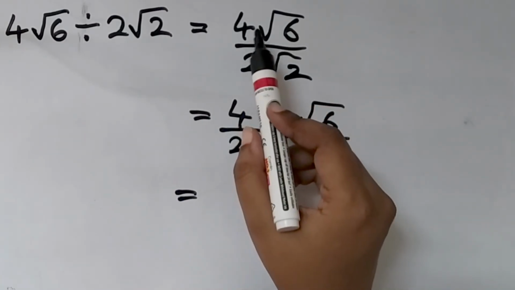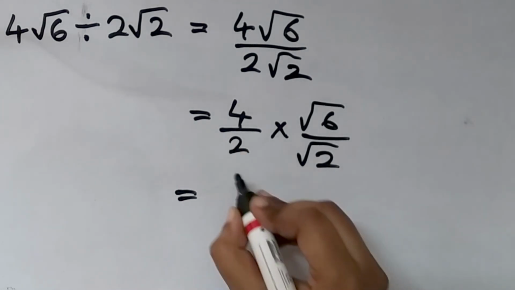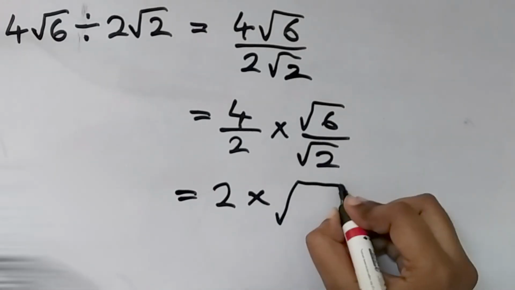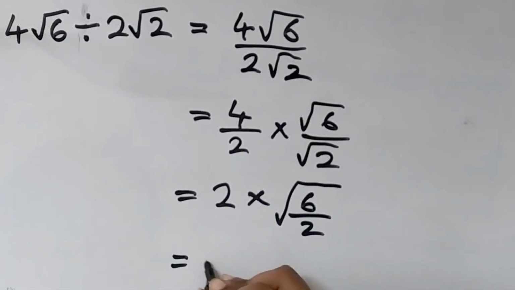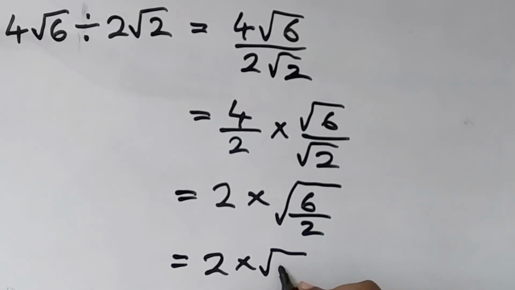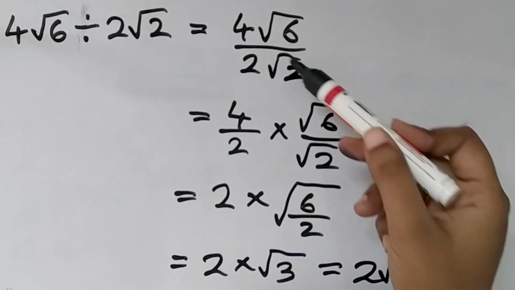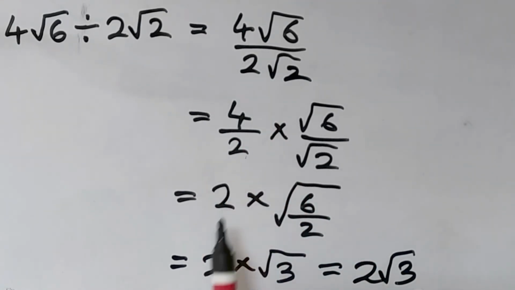So we will take the number which is there outside square root separately and the number which is there inside square root separately. So 4 divided by 2 will be 2 into this will be square root of 6 upon 2. So which is equal to 2 into square root of 6 upon 2 will be 3. So 2 into root 3, which will be equal to 2 root 3. So this is the final answer. Okay. So if such type of problems are there, we should take the number which is there outside the square root separately and the number which is there inside the square root separately and solve.